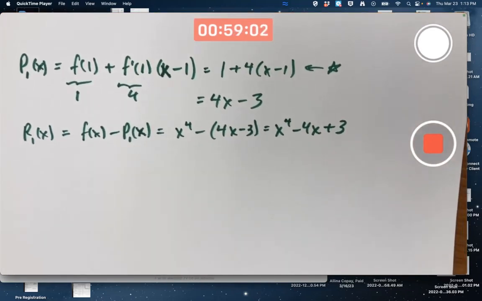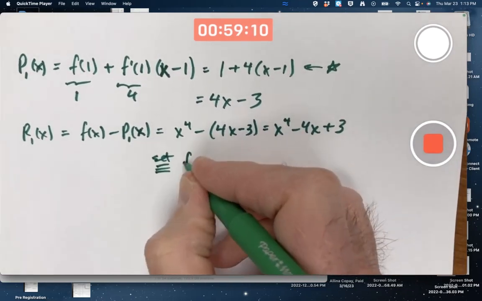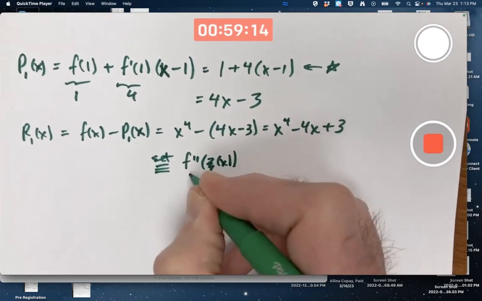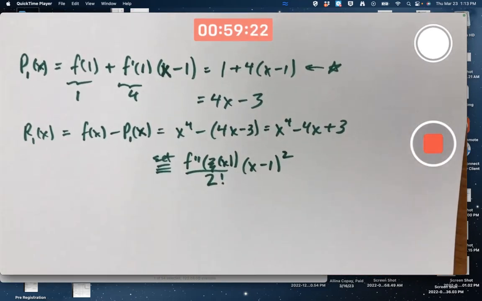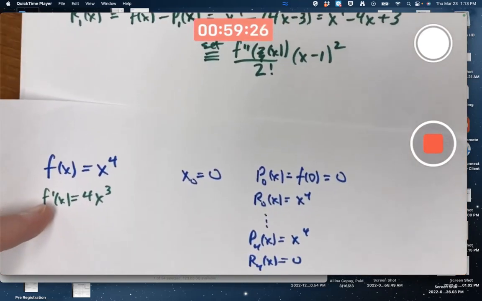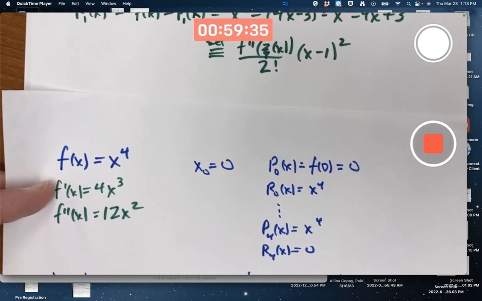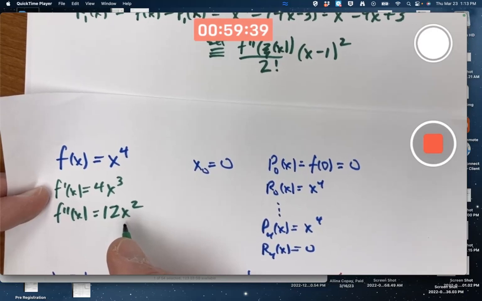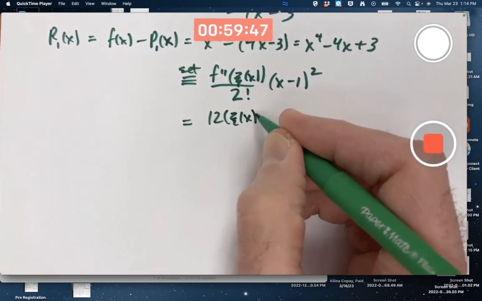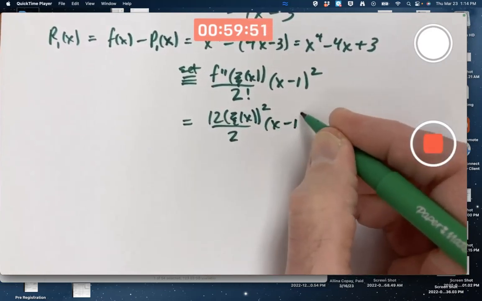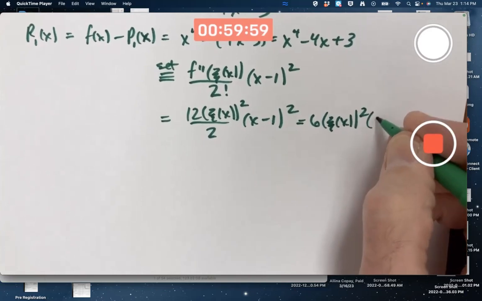It's also supposed to, by Taylor's theorem, be equal to the following. Go ahead and set this equal to, I'm going to try to solve for c of x again, the second derivative of f at the unknown function c of x divided by 2 factorial times x minus 1 squared. Again, x is 1. What's f double prime of x? It's 12x squared. So I need to plug c of x into that in place of x. 12 c of x quantity squared divided by 2 factorial is 12 c of x quantity squared divided by 2, which then becomes 6 times c of x squared. And still don't forget the x minus 1 squared.